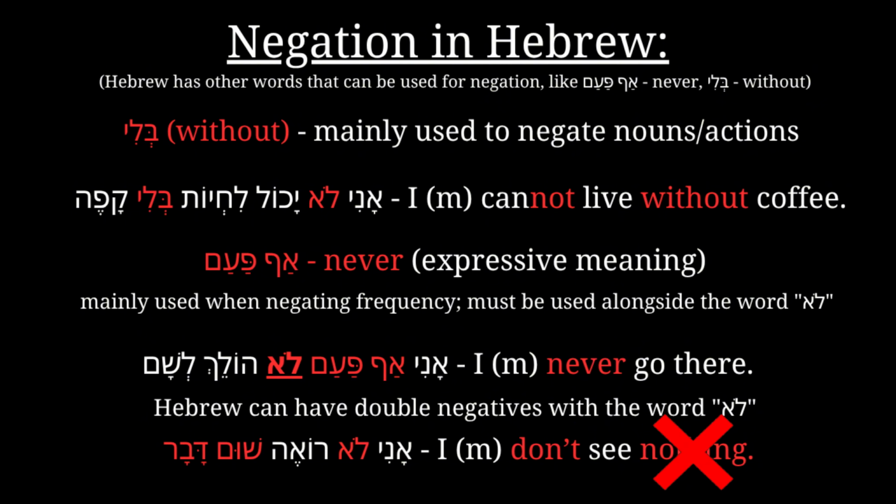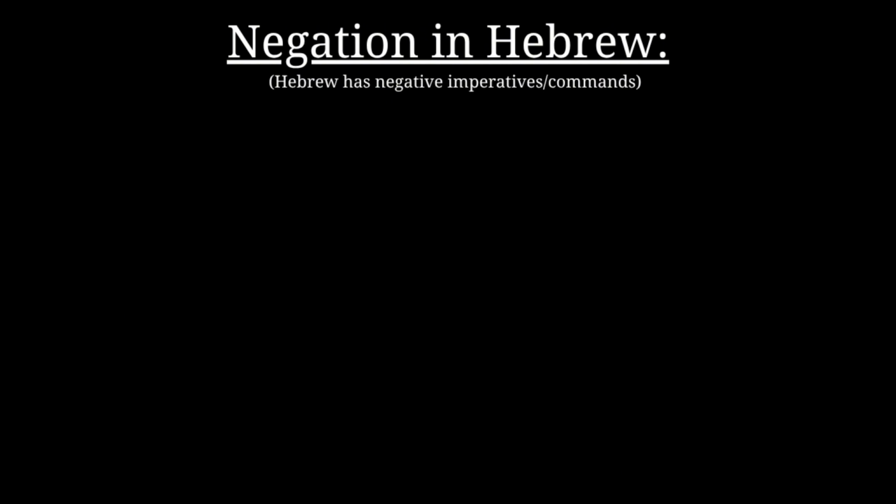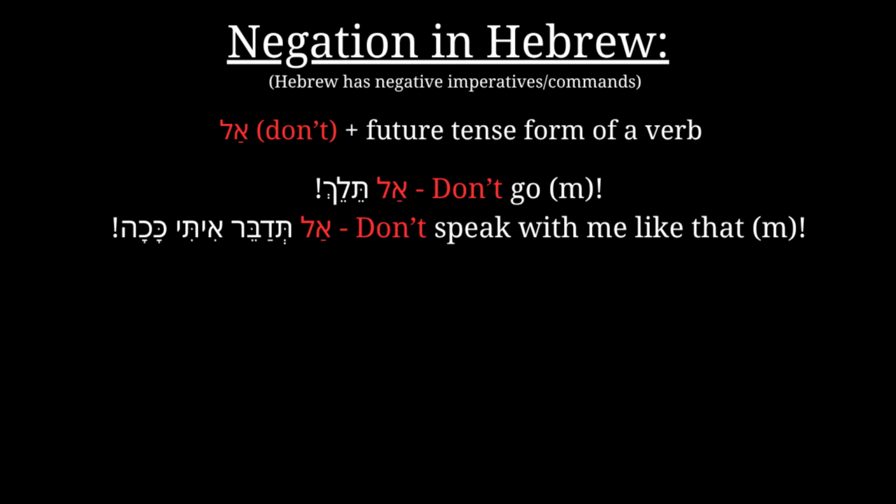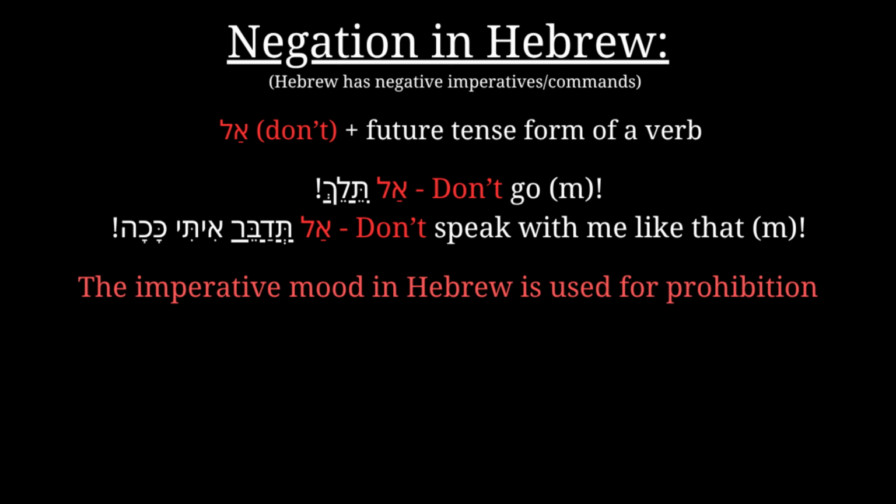Then, Hebrew has negative imperatives and commands. When telling someone not to do something, we use a special word, al, meaning don't, in the imperative mood, with the future tense form of a verb, like saying, al telech. Don't go, masculine. אל תדבר איתי ככה. Don't speak with me like that, masculine. Even though we're using the future form, the imperative mood in Hebrew is used for prohibition, and it will be explained near the end of the language.